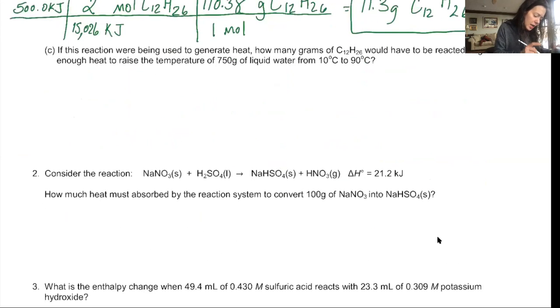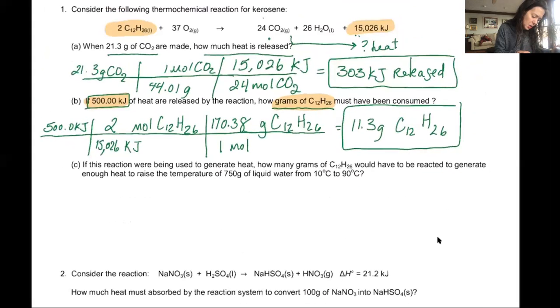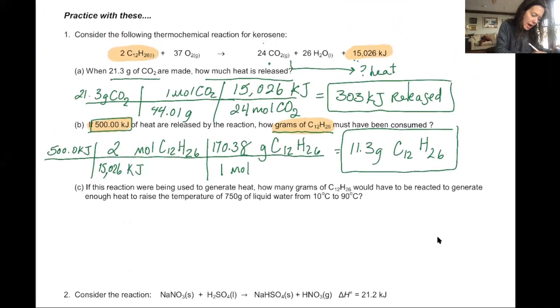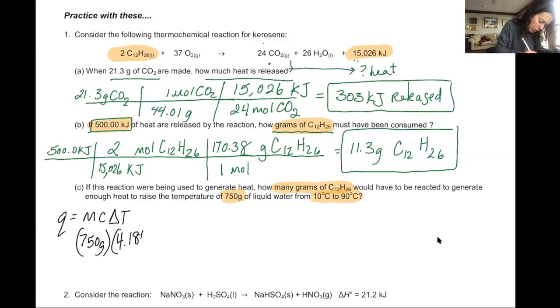Not very much indeed. If this reaction, this kerosene reaction, were being used to generate heat, how many grams of kerosene would have to be reacted to generate enough heat to raise the temperature of 750 grams of water from 10 to 90 degrees? Oh, well, I need to get the heat required to raise the temperature of 750 grams, right? Let me specify. If I get Q equals mc delta T, and that is the heat required, right? So that's 750 grams of water. Water has a specific heat of 4.184 joules per gram degrees Celsius, and we need to raise the temperature 90 minus 10, 80 degrees Celsius.